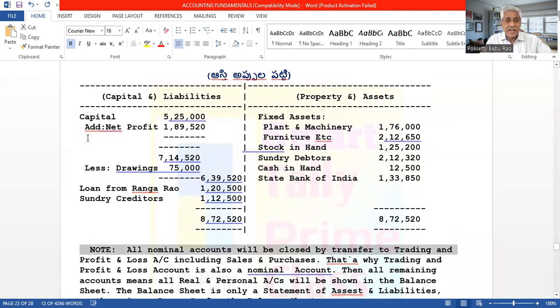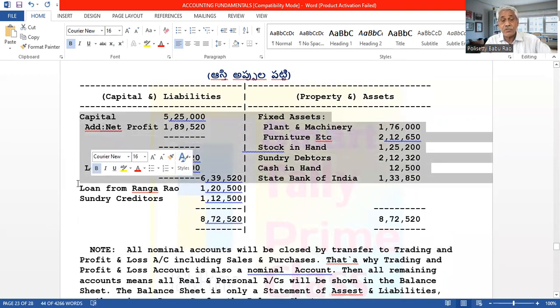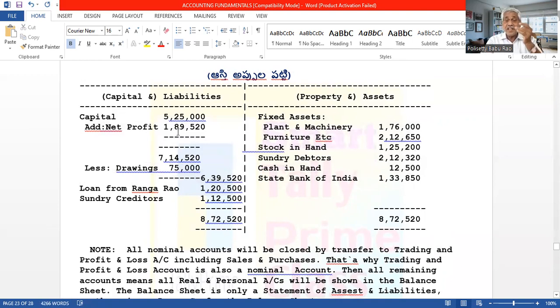On the liabilities side, first we enter the liabilities to the proprietors, the liabilities to the owners. So what is the liability to the owner? The capital account is the liability, and also we may keep some profit aside as reserve. That is also profit. Profit belongs to the owners only.